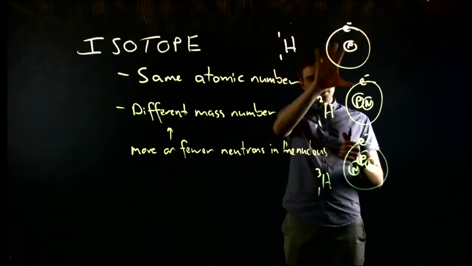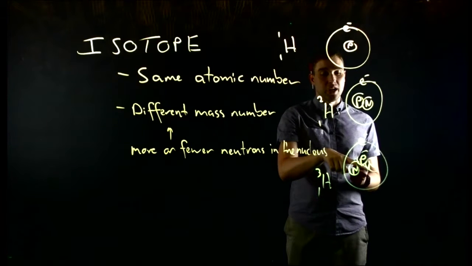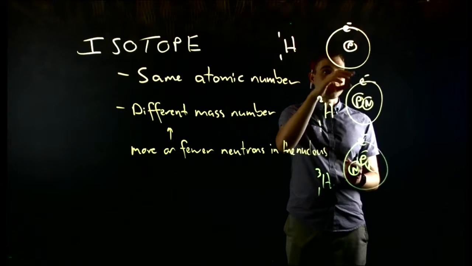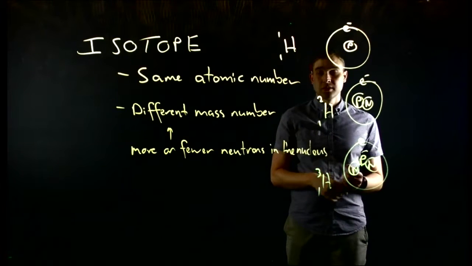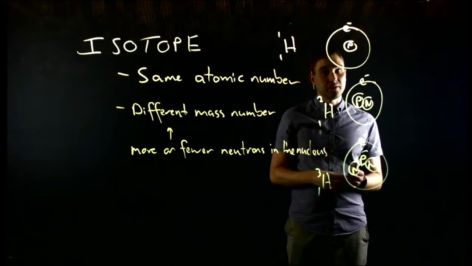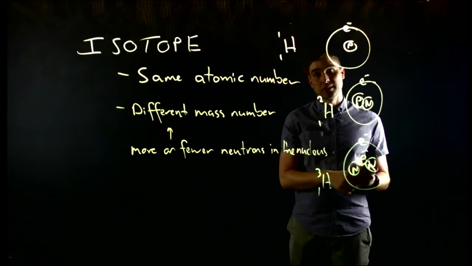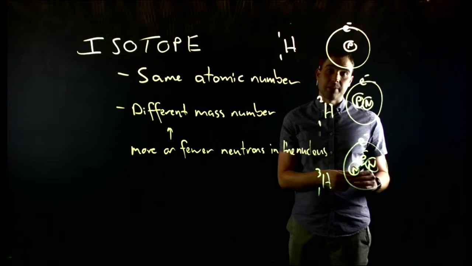So each of these hydrogens has the same number of protons in the nucleus. They all have 1 proton. And because of that, they all react the same because they have the same number of electrons. But in terms of their mass, that's different. So they have different physical properties, they have a different mass because of the different number of neutrons present in the nucleus. We're going to have a look at some examples in carbon in a second.